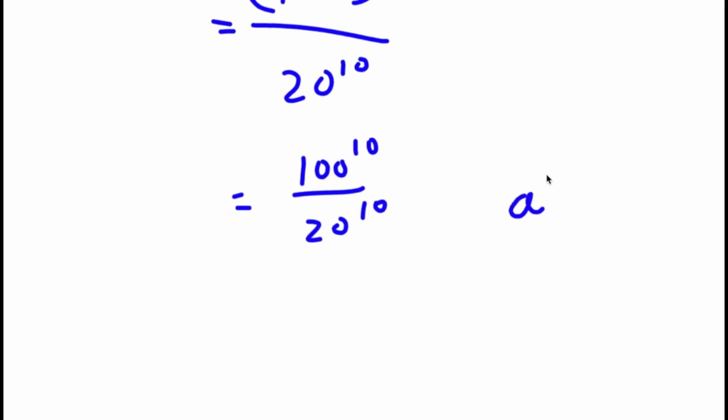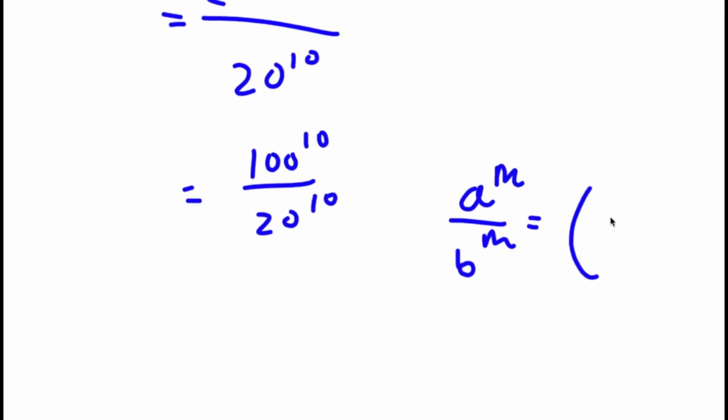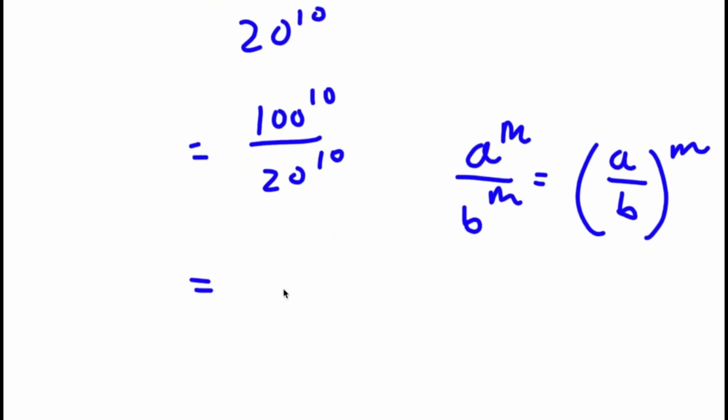Now if I have something in the form a to the power of m over b to the power of m, this is equal to a over b to the power of m. So 100 divided by 20, that's going to equal 5. So I'm left with 5 to the power of 10. So this is my answer.